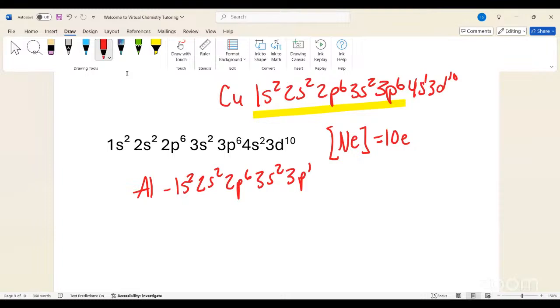Okay, y'all got it? I don't see anybody writing anything. I just wrote the configuration, but I need y'all to write out the noble gas configuration. So see if you can type the noble gas configuration in the comment box. I gave you 2 hints.